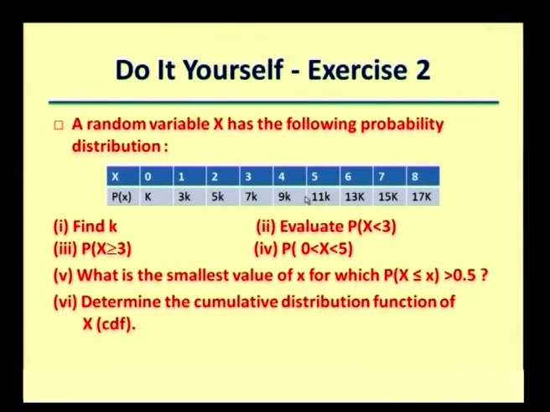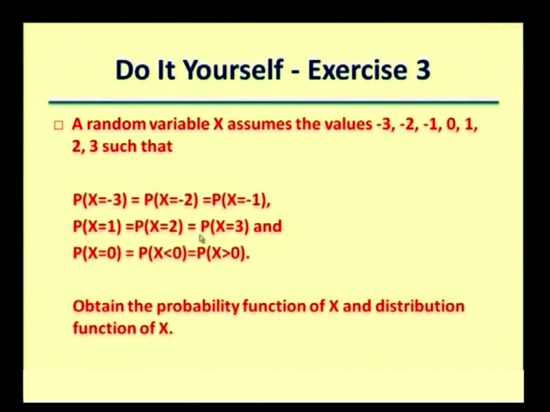And a similar example where you have to find first k, using the probability mass function evaluate these probabilities, and find the smallest value of x for which f of x is greater than 0.5. Using the expressions, equate it as k and find the corresponding probability function of x and distribution function of x.